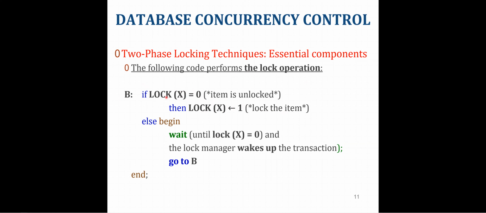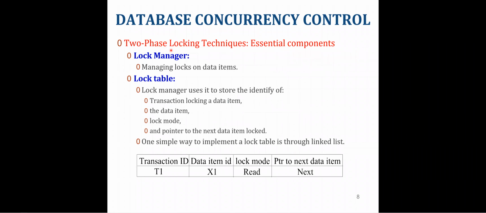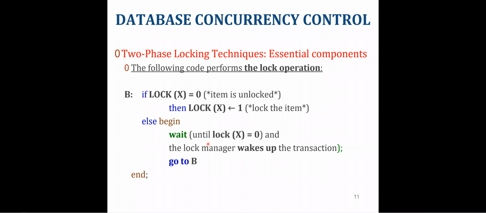What if lock X equals 1? In this case, you will wait until it's empty. So wait until lock X equals 0, and the lock manager, which we talked about, the one responsible for managing and arranging the accessing of data items in our database, will resolve that for me. And when the item gets back to 0 and it's available again, it will wake you up, and then you will go and change the lock from 0 to 1 to be locked for you, right?